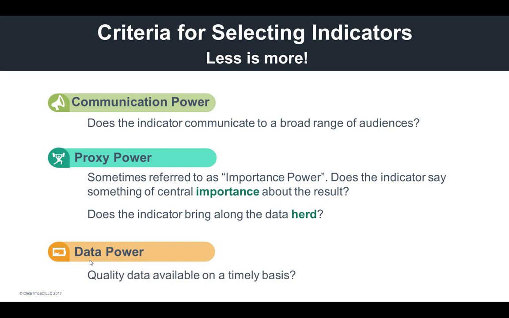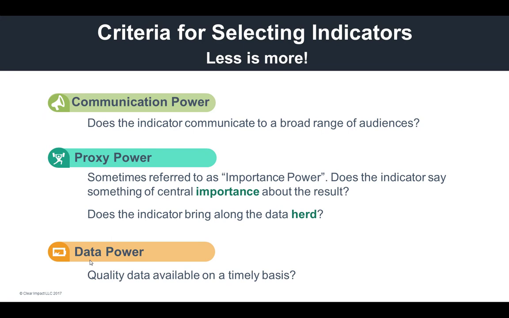Proxy power is a way to measure something essential. This is something referred to as importance power. Does the indicator say something of central importance about the result? Does the indicator bring along the data herd? Does it lead the herd? If we only select a few, do they take us and other indicators in the right direction? An example might be education or grade level reading, because if those are doing well, then our other measures such as school attendance or the quality of teachers are likely to be moving in the same direction as well. So you could say that grade level reading was leading the herd.